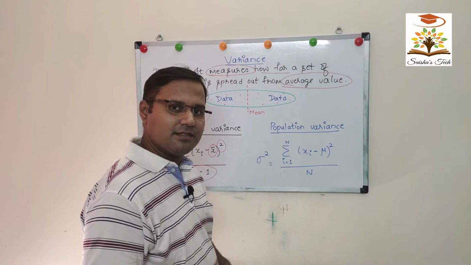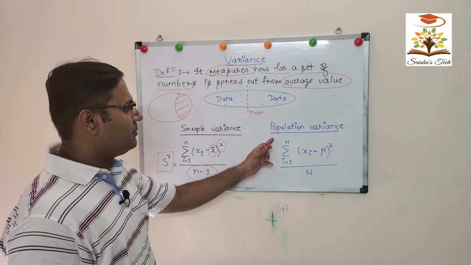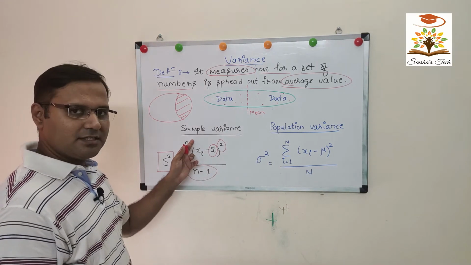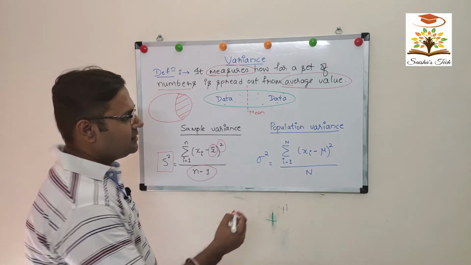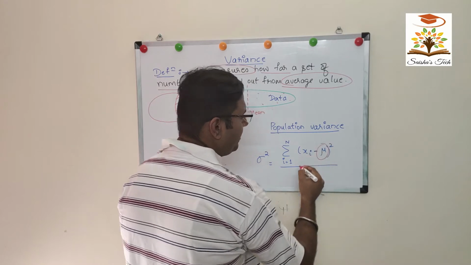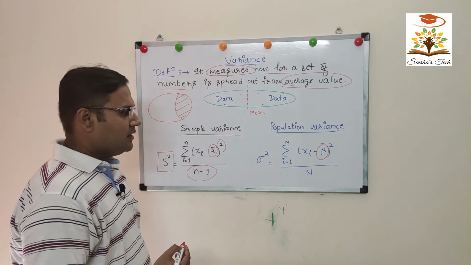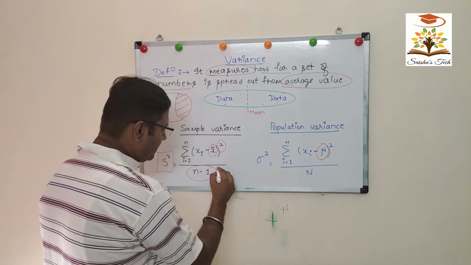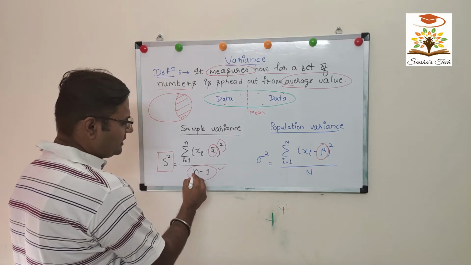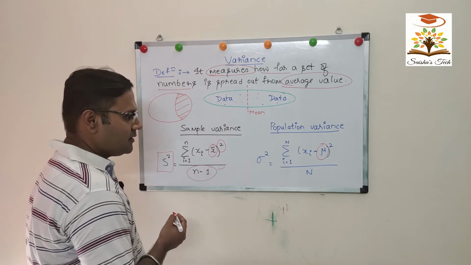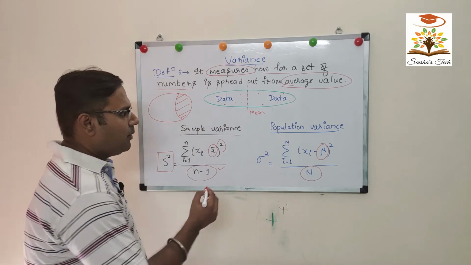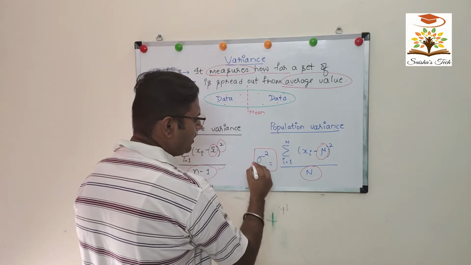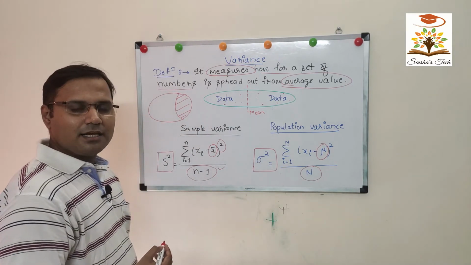Similarly, population variance. The main difference between the population variance and the sample variance is that the average value in sample variance is represented by x bar, whereas the average value in the population is represented by mu. And the number of values present in the data set here is n minus 1 for the sample, and here we consider n as the values. The population variance is represented by sigma square.